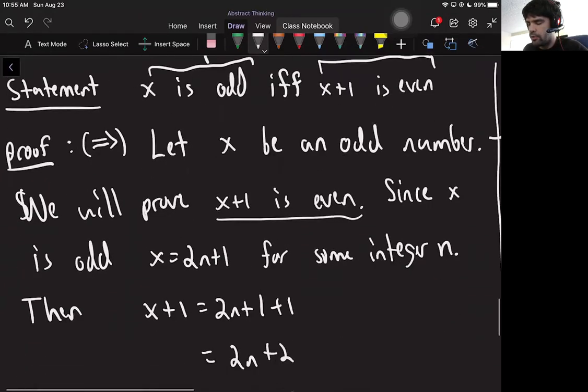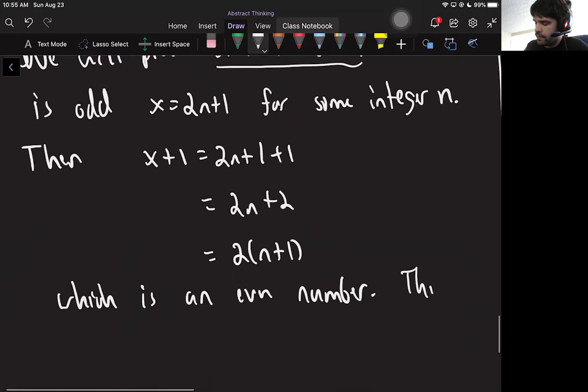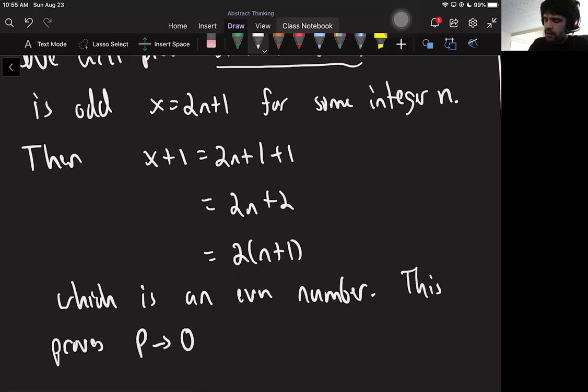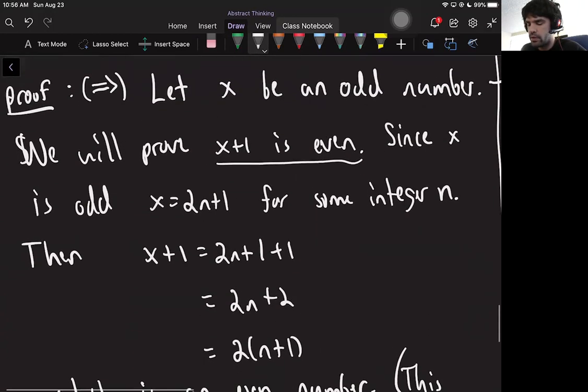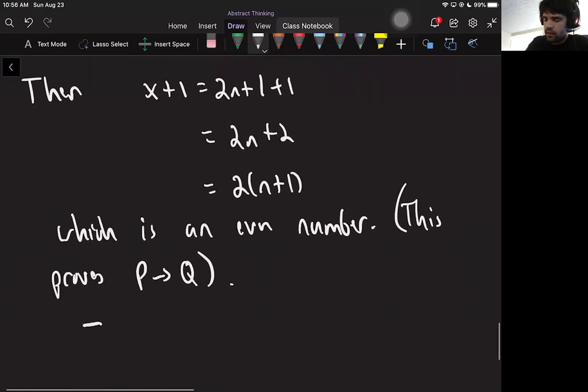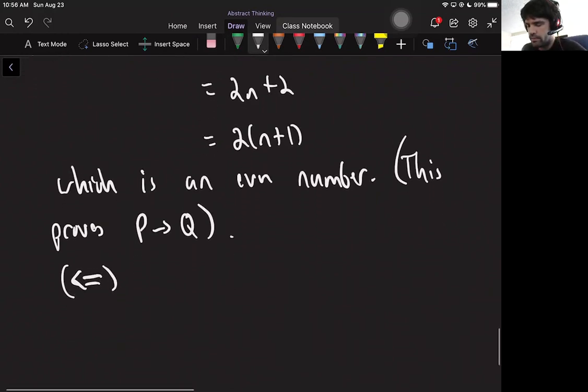Okay, so this proves P implies Q. We don't have to really say this sentence, so I'll put it as a parenthetical. But that's basically the end of that direction of the proof. So now what we do is we say, okay, I'm going to prove the reverse direction. I'm going to indicate that I'm doing that by drawing the arrows backwards.